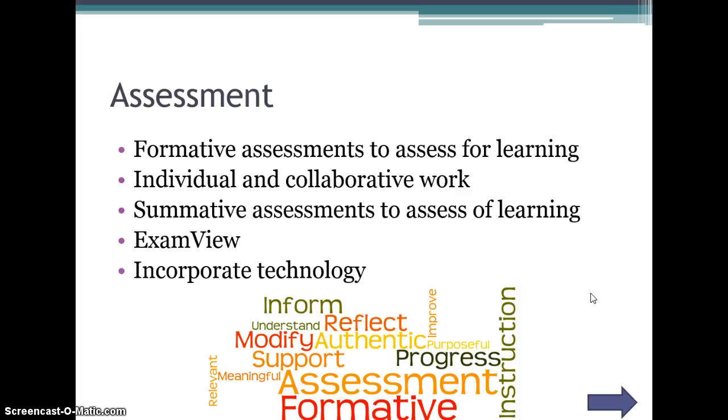And finally, I'd like to incorporate technology. Socrative is a great tool that I would love to use with the students so they can get immediate feedback. I can track their progress easier, and I just feel like the students would be more engaged by using a different format in the classroom.